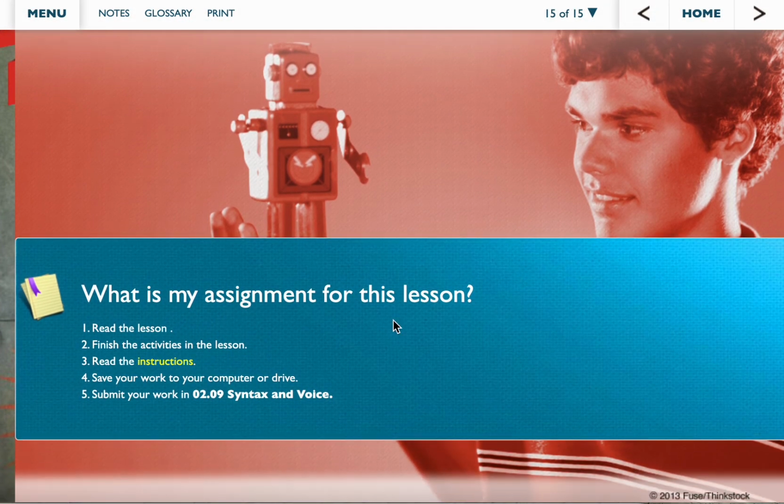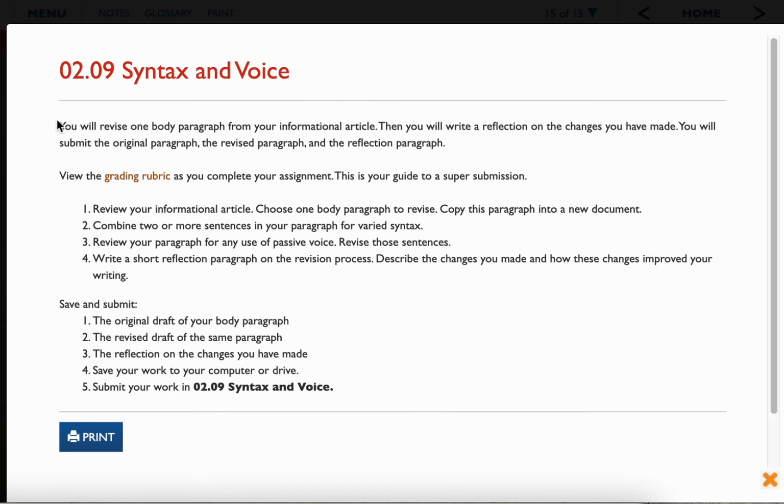What is my assignment for this lesson? Click Instructions. You will revise one body paragraph from your informational article. Then you will write a reflection on the changes you made. You will submit the original paragraph, the revised paragraph, and the reflection paragraph.